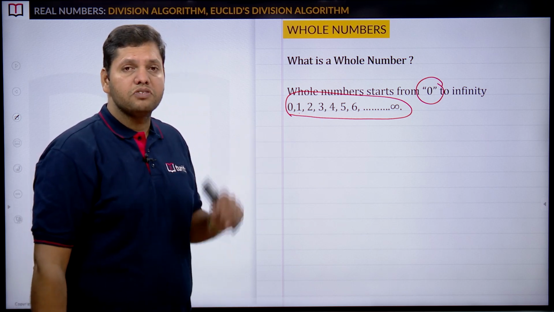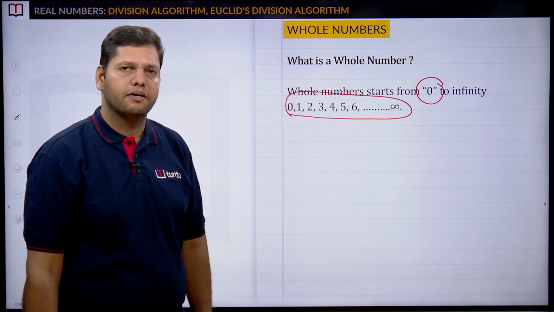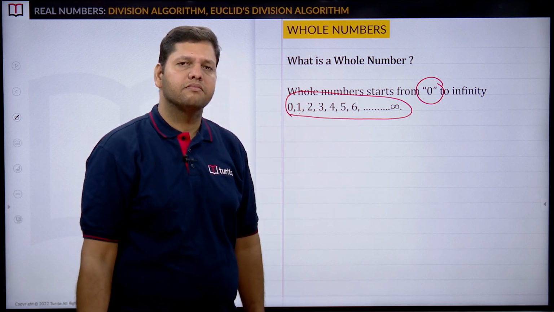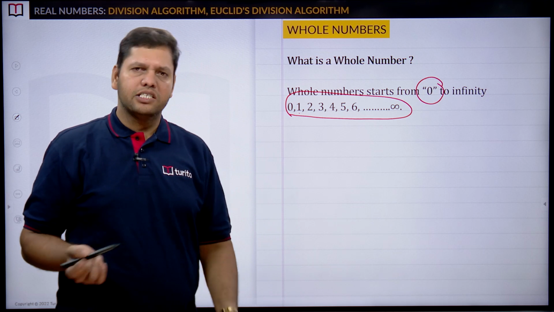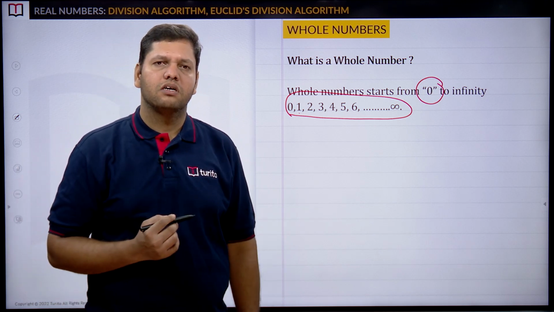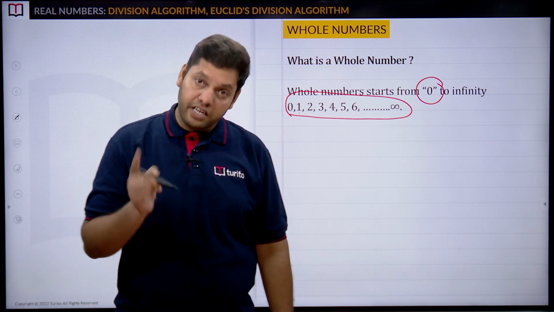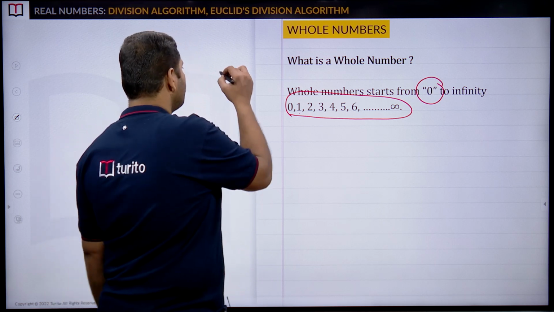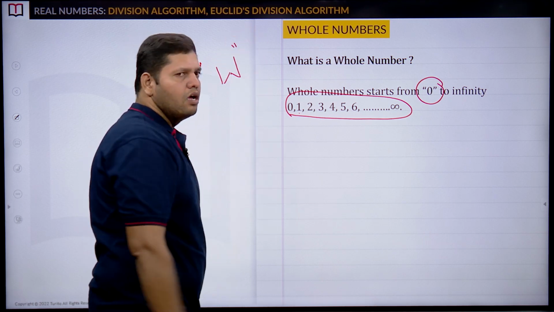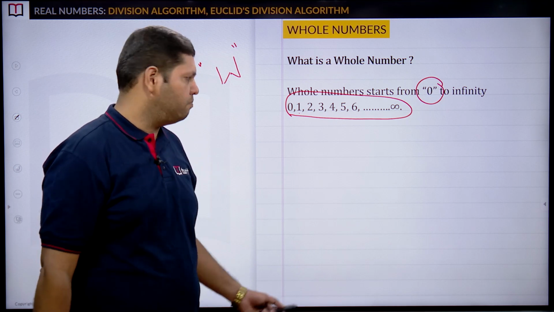So the set of these numbers we call what, children? A whole number. Right? Now my question is, how are we going to represent the whole numbers? Natural numbers are represented by the capital letter N. So what about the whole numbers? Do we have a special letter to represent them? Yes, children, we have. The English capital letter W represents the set of the whole numbers.